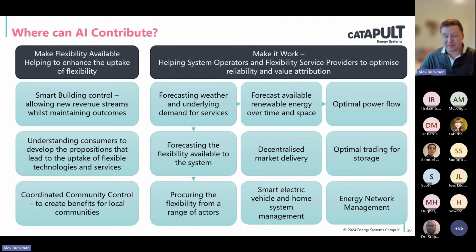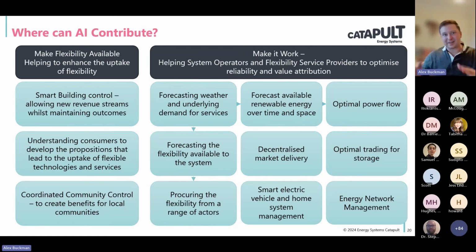Procuring flexibility from a range of actors. This comes into markets, and into the question of how you procure most effectively. Do you want to know every single piece of information about every one of those actors, or do you do it more probabilistically? Decentralized market delivery. Again, this is a case of how you work across those different markets, how you integrate decentralized markets and centralized markets, and make them work together.